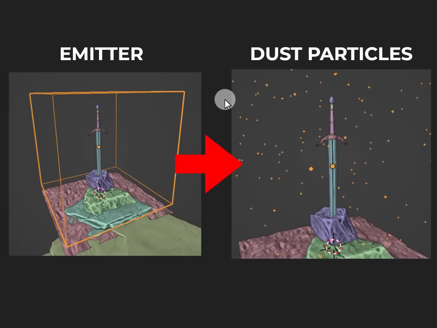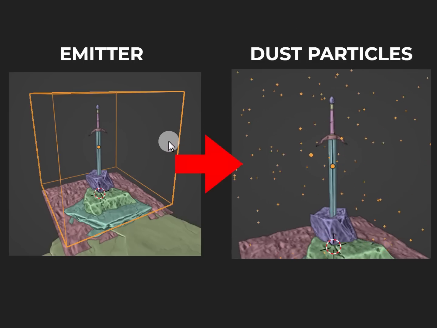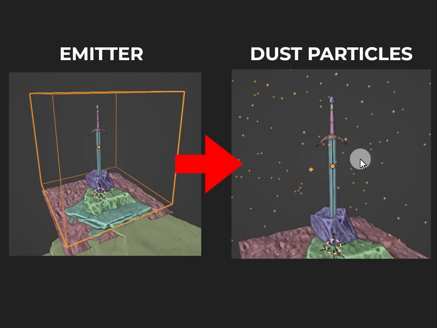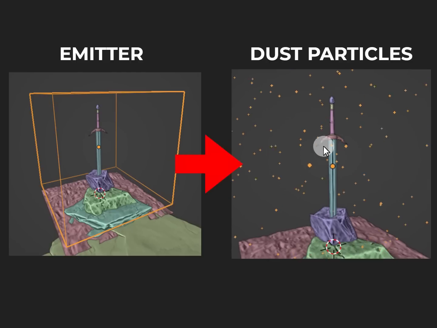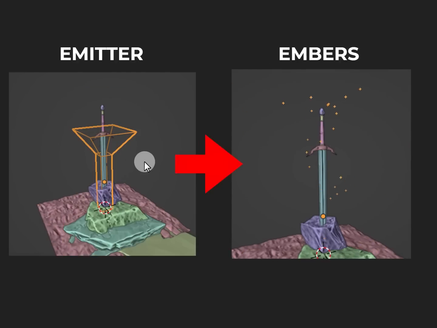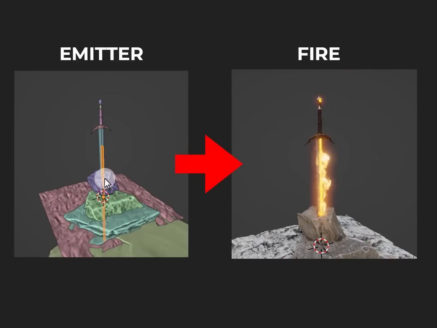The goal now is to set up our emitter objects. An emitter object is a base mesh that we use to create particle effects or simulated effects. Here we have a cube mesh that will eventually become our dust particles. Then we have a funnel shape, which is then used for the embers coming off of the fire. Then we have a tiny sliver cube emitting our fire off of the blade.